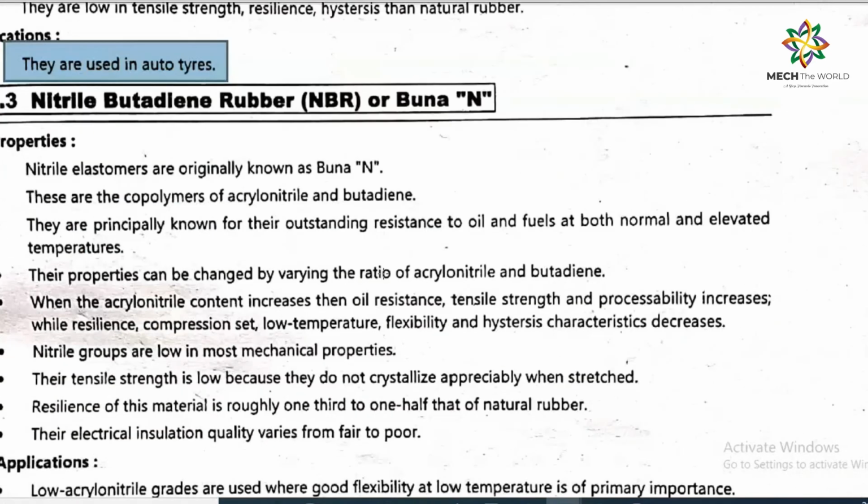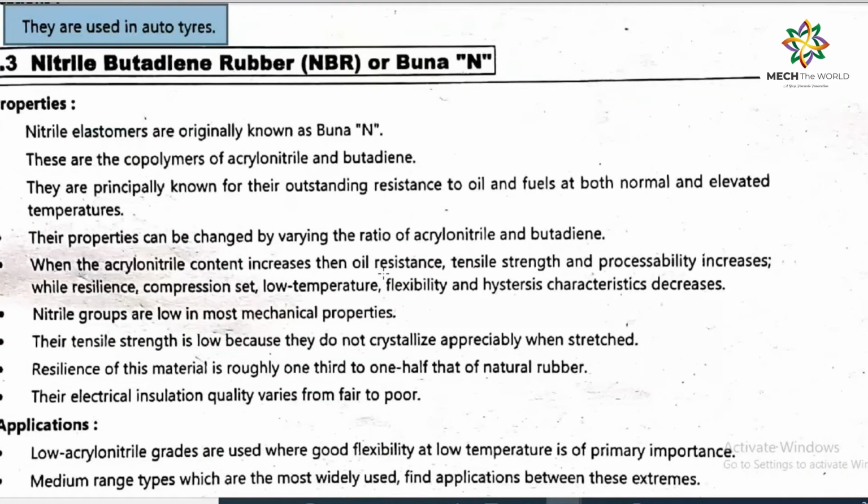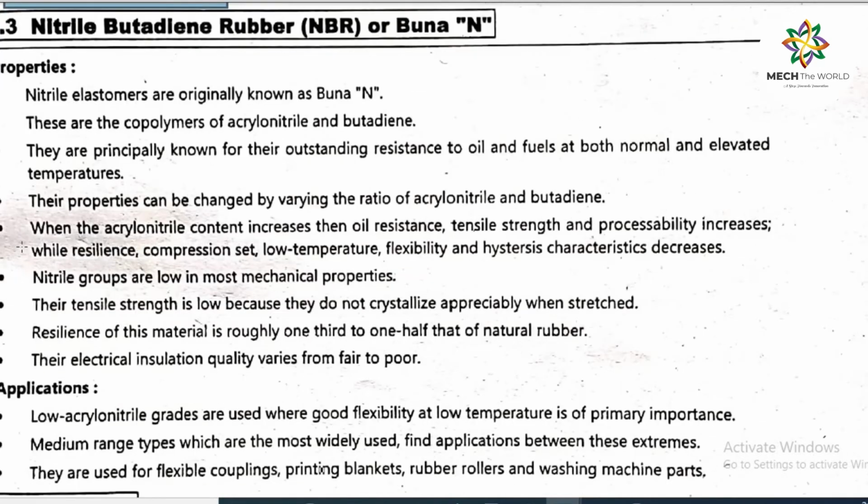Then the third type of rubber is nitrile butadiene rubber or NBR or BUNAN. Nitrile elastomers are originally known as BUNAN. These are copolymers of acrylonitrile and butadiene. They are principally known for their outstanding resistance to oil and fuel at both normal and elevated temperature. Their properties can be changed by varying the ratio of acrylonitrile and butadiene.